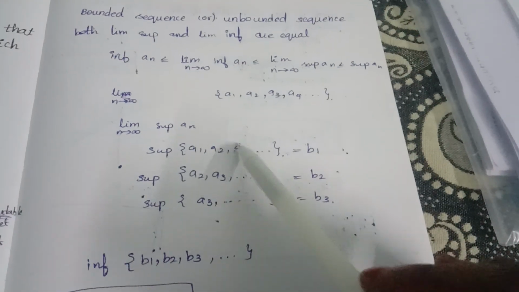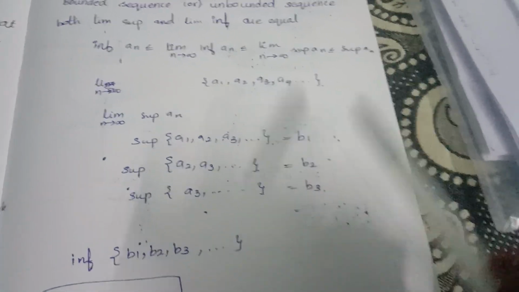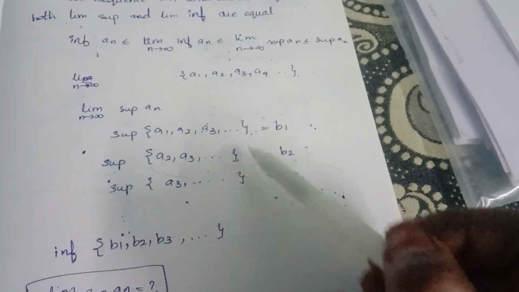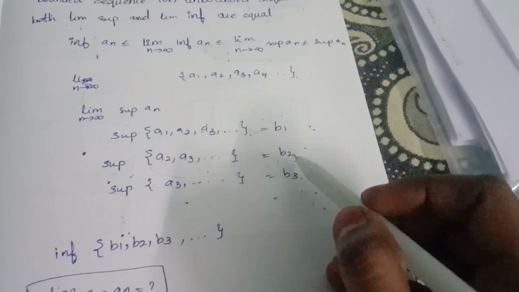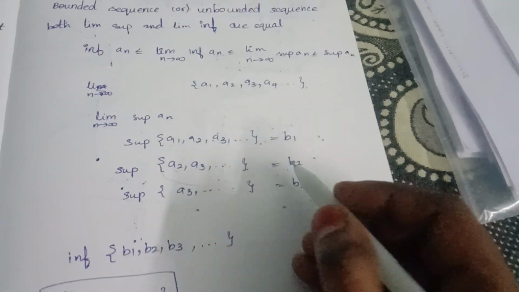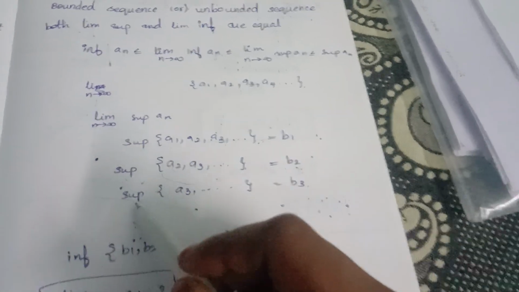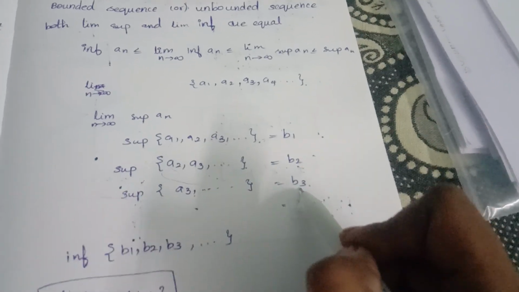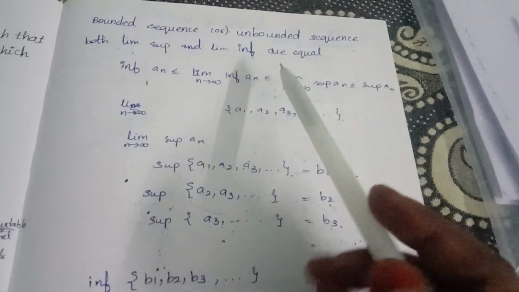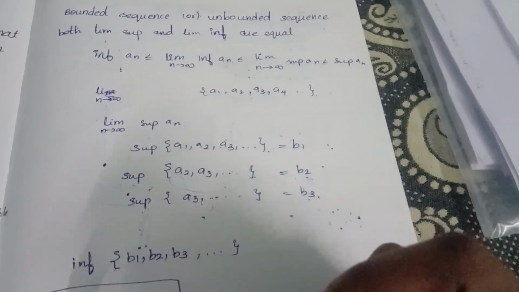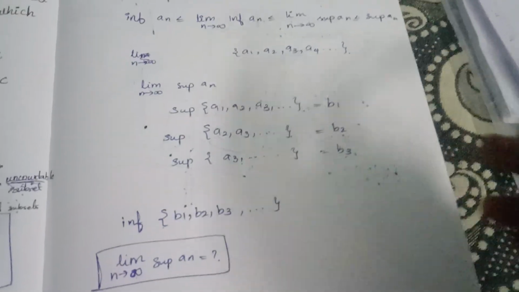We obtain some value that is denoted as b1, and later neglecting the first term a1 and taking the rest of the terms' supremum, we get b2, which is the supremum value of these terms, written as b2 for our notation. Later, neglecting a2, we get some other value, that is b3. So for all these suprema, we have to take the infimum of this answer, and that is called the limit as n tends to infinity of the supremum of a_n.